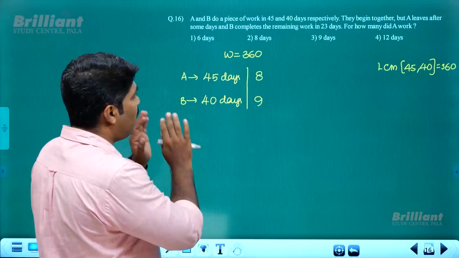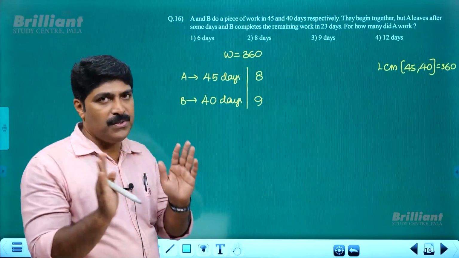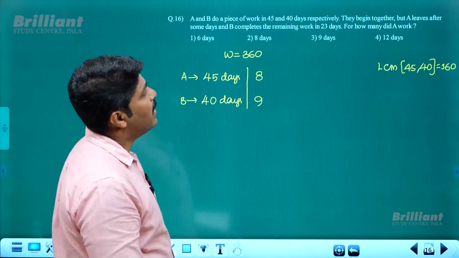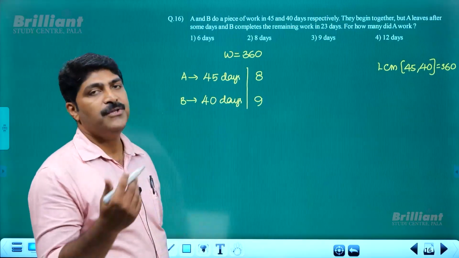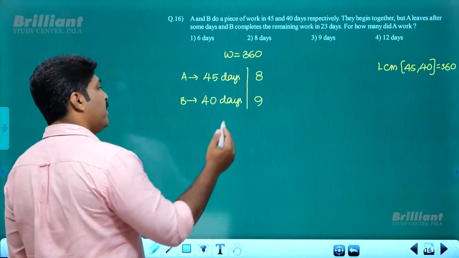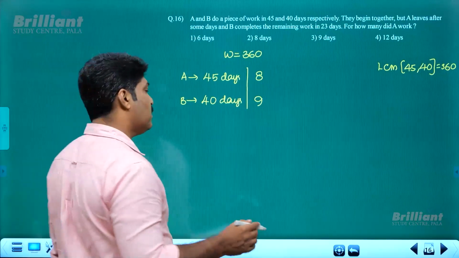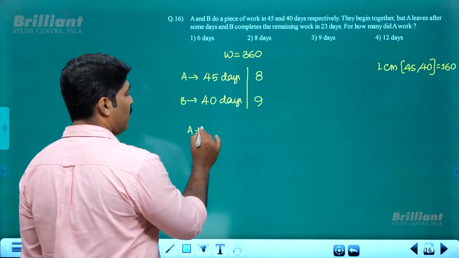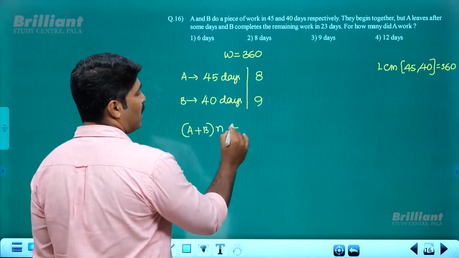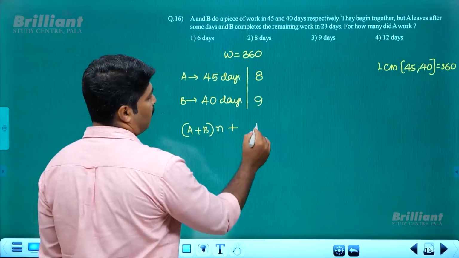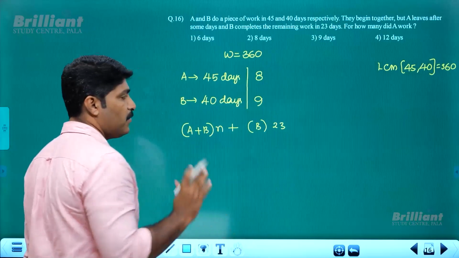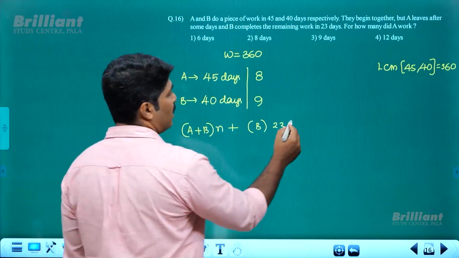So this is the basic illustration for all these types of questions. From this concept, you can develop the idea of the question. What is given is that they begin together, and after a certain number of days A left. Suppose A and B started the work together for n days, then after that A left, and B worked alone for the remaining 23 days. So this is the situation. Hence the work is entirely finished.